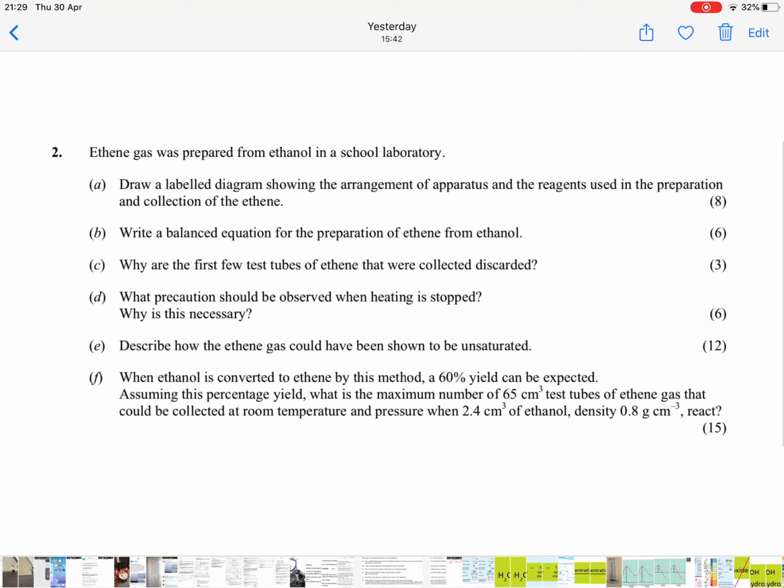The aluminium oxide, white aluminium oxide in the middle. You're heating the catalyst, the aluminium oxide. So draw a Bunsen and label a Bunsen. There's no point in drawing a Bunsen if you don't label it. You're not going to get any marks for it, okay?